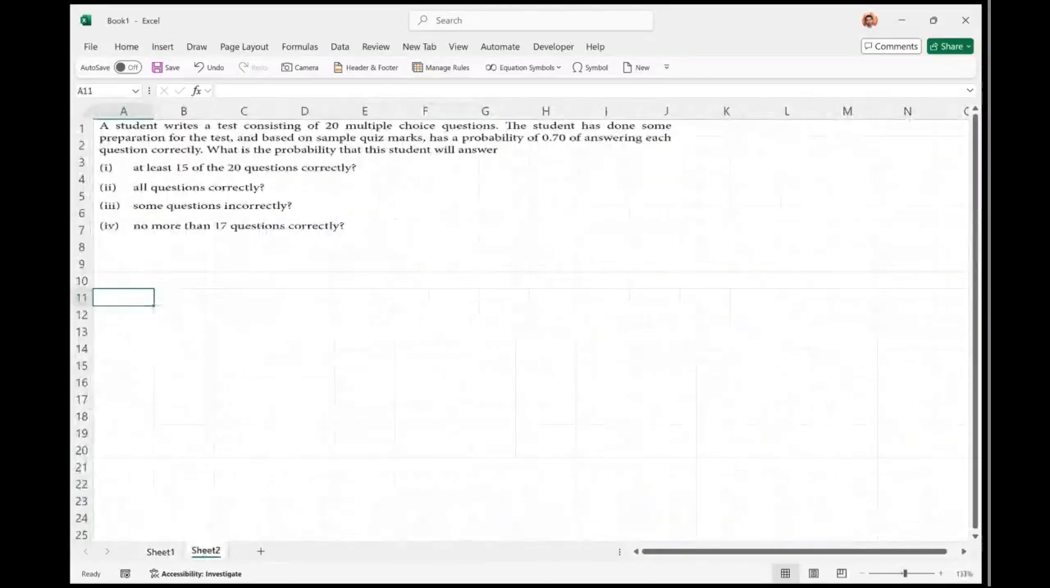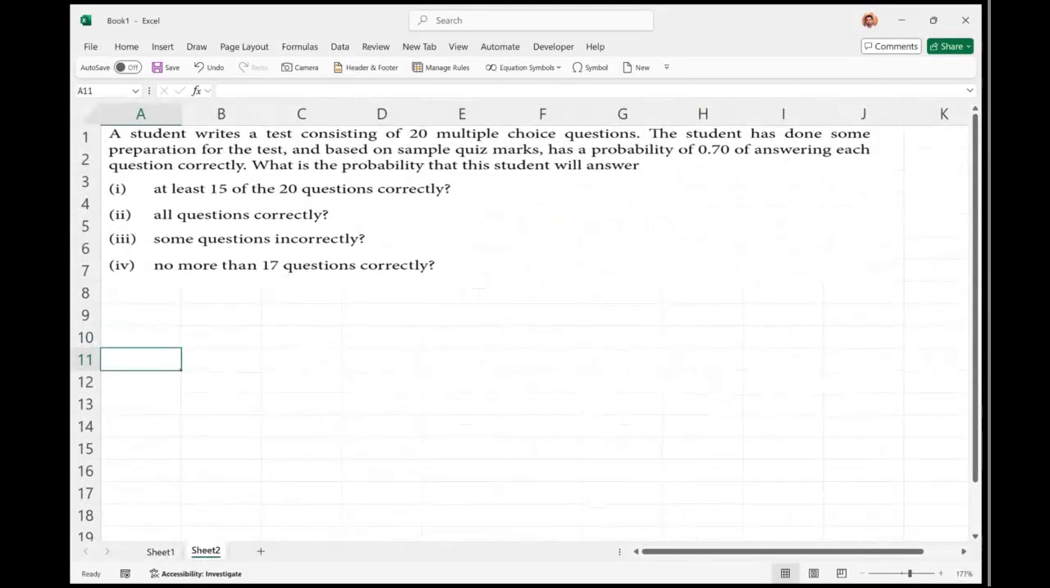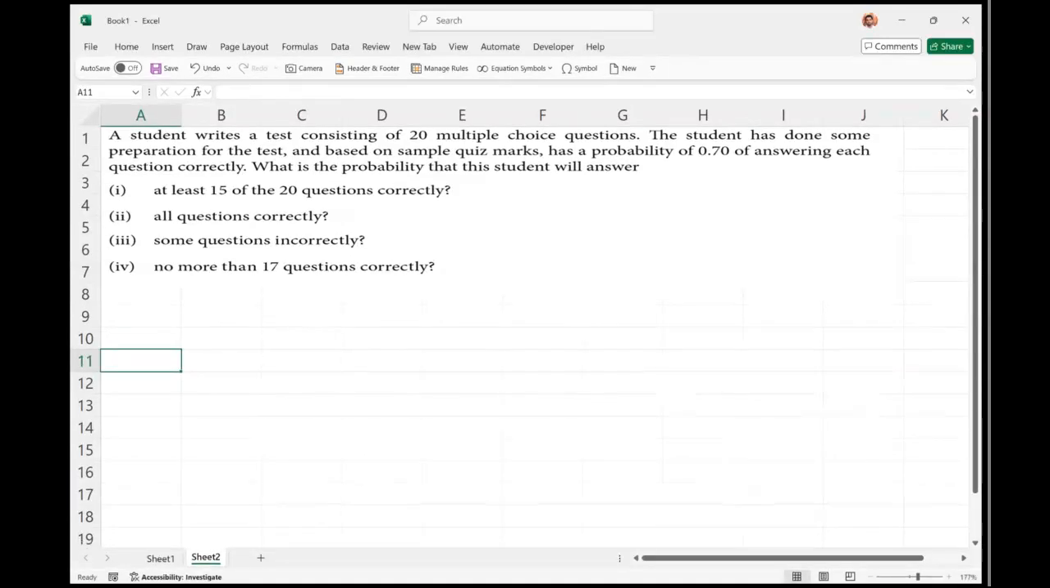All right, now let's look into one of the questions down here based on the concept we've just learned. A student writes a test consisting of 20 multiple choice questions. The student has done some preparation for the test, and based on the sample quiz has a probability of 0.7 of answering each question correctly. What is the probability of this student getting the answer of at least 15 out of 20 questions correctly?